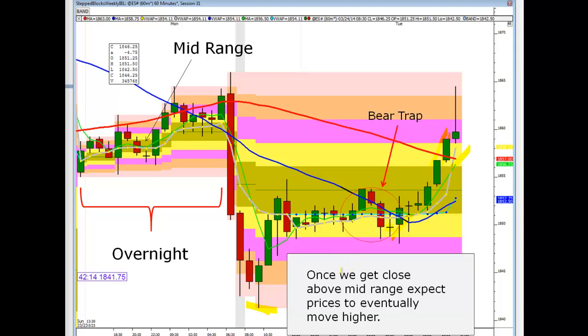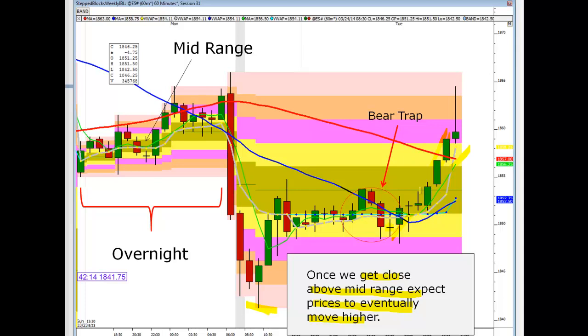So even though the expectation is once we get a close above the mid-range, expect prices to eventually move higher. Eventually is the key word here. Don't expect for sure that they will continue higher, but eventually. And so if in fact I see some hesitation here and it drops, but then I begin to see prices picking up again on this end, I'm in the move and I anticipate that this will bear fruit, and the likelihood of it being successful is much higher.